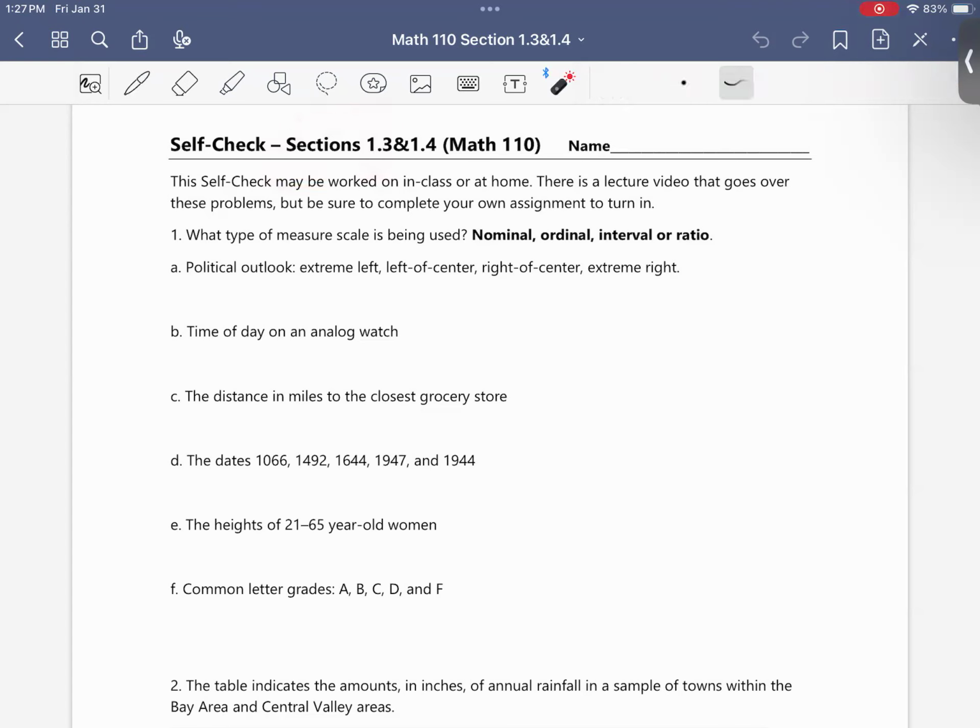So for number one, what type of measure scale is being used? Nominal, ordinal, interval, or ratio? So for part A, political outlook: extreme left, center, left of center, right of center, or extreme right. So this type of measure scale being used is going to be nominal.